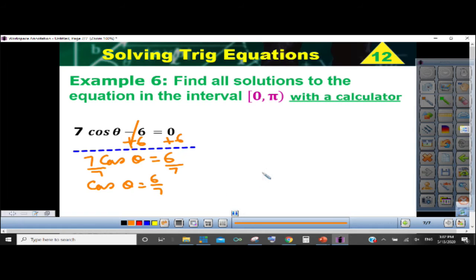Again, this is not a known value. It's not a 1/2. It's not a 1. It's not a 0. So I can't use just the unit circle knowledge primarily to solve this.